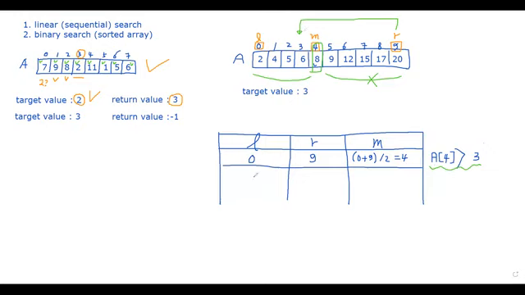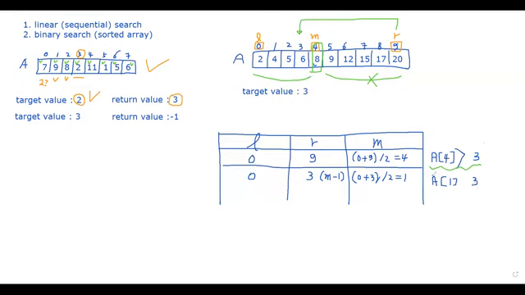So in the table, left is the same, and right is mid minus 1, which is 3. I got this by middle index minus 1. And 0 plus 3 divided by 2 will be 1. Then the computer will compare A1 with 3.